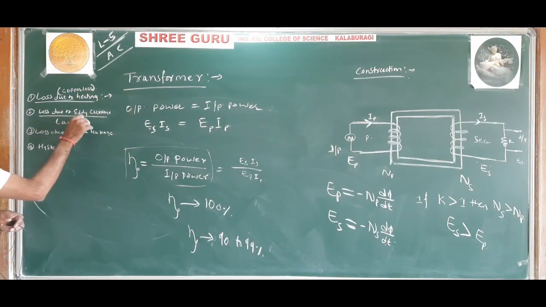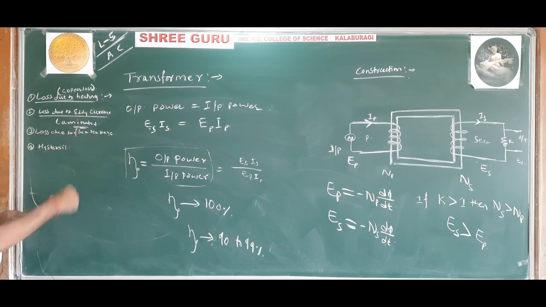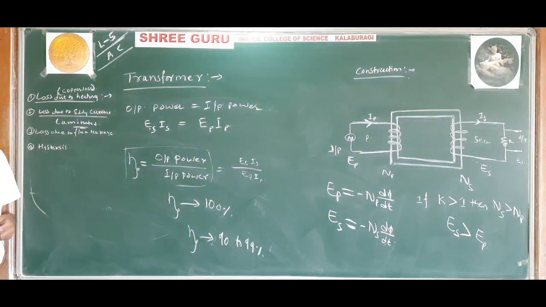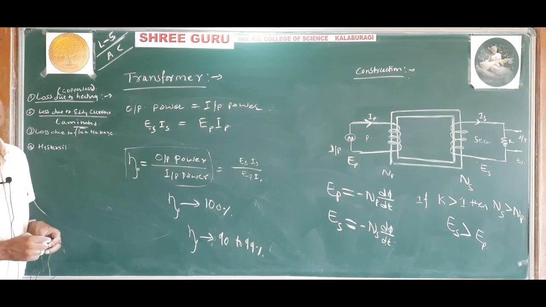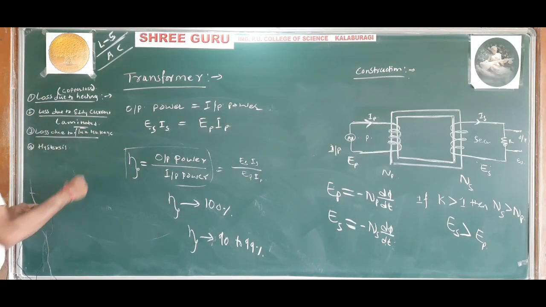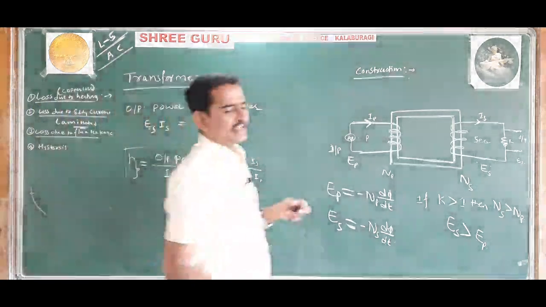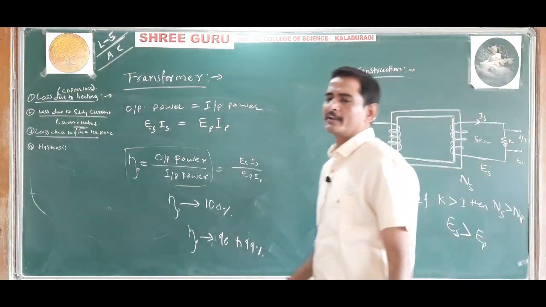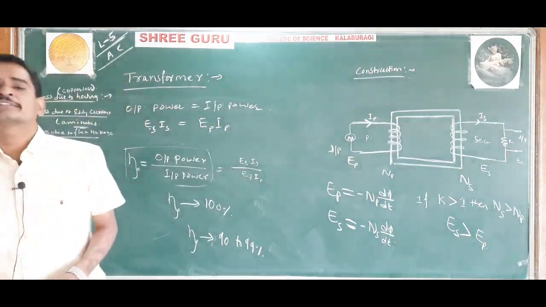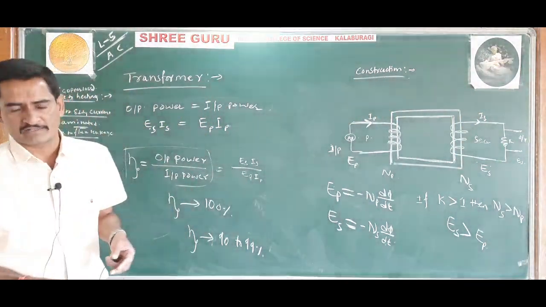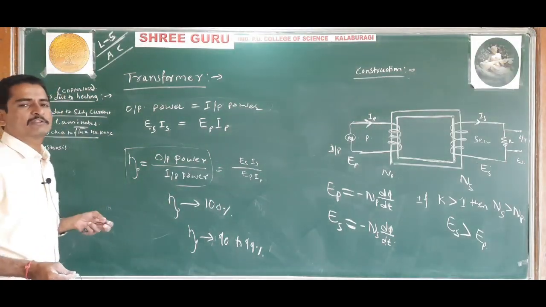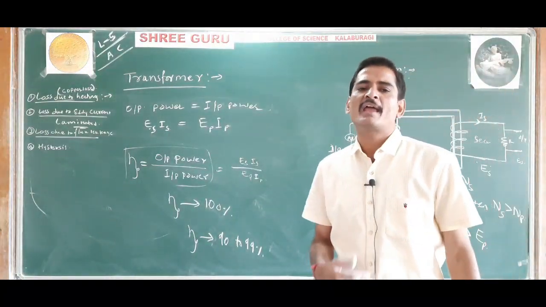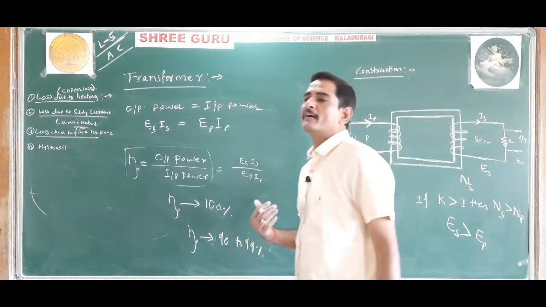That is, the iron core is laminated. We have studied that already in eddy currents. So by laminating the core, we can minimize the eddy loss. And there will be a loss due to flux leakage. That is, the complete magnetic flux linked with the primary coil may not be linked with the secondary coil. So there will be a loss of energy due to the flux leakage.